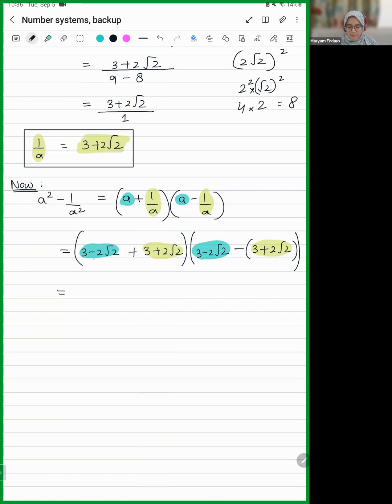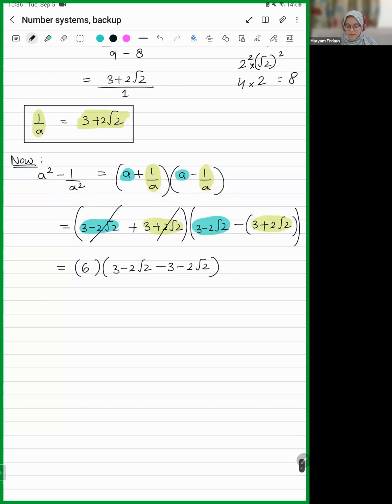Minus 2 root 2 and plus 2 root 2 here get cancelled. So this becomes 3 plus 3 is 6 multiplied by, now we need to just open this smaller bracket over here. So this becomes 3 minus 2 root 2 minus, now when we open the bracket, everything inside the bracket gets affected due to the minus sign. So this becomes minus 3 minus 2 root 2. Please be careful about this. A lot of students tend to make this silly mistake in a hurry. This is minus 2 root 2.